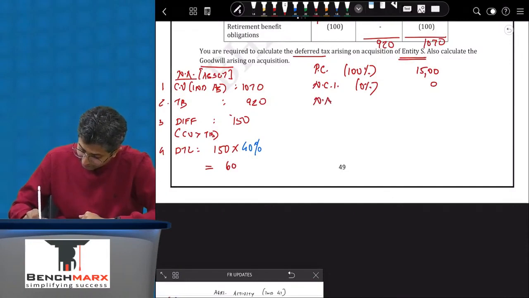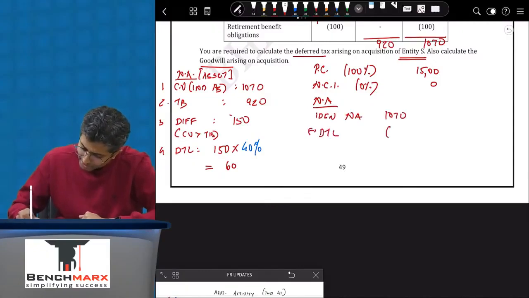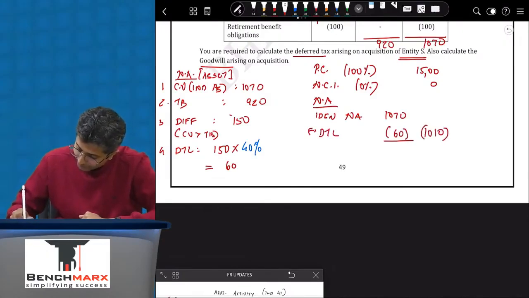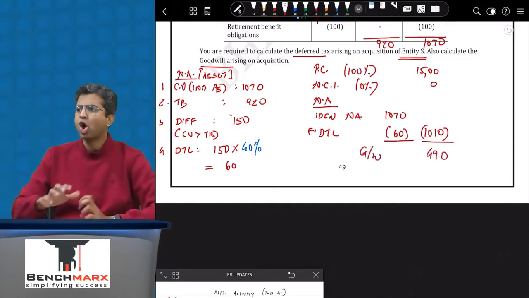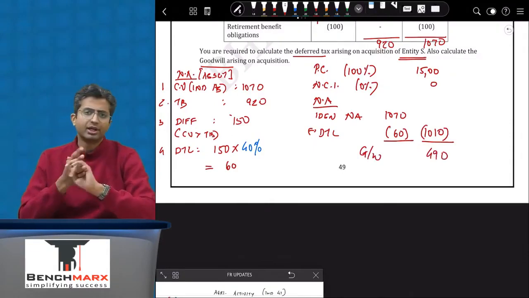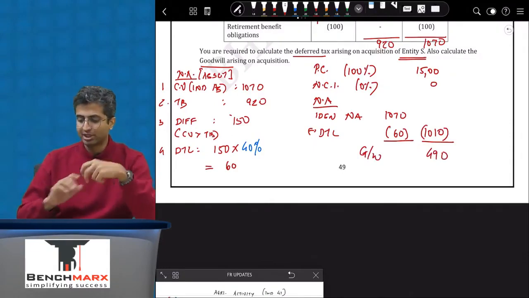And then is net assets. Acha, net assets over here is the identifiable net assets. This is at fair value of 1070 less deferred tax liability on a business combination of 60, and as a result this is 1010, and hence the difference between the two will give you goodwill, which is, I guess, 490, on which no separate deferred tax needs to be created.